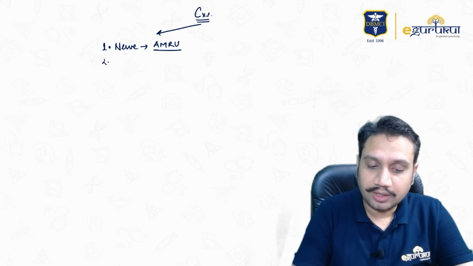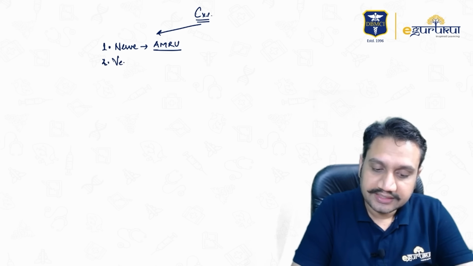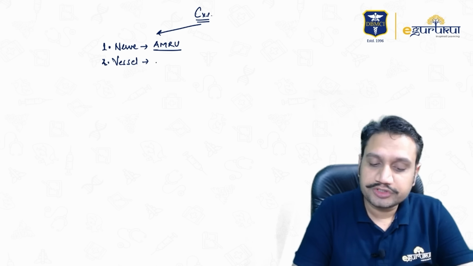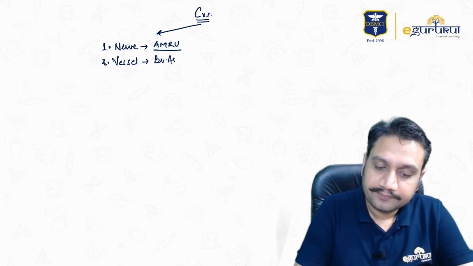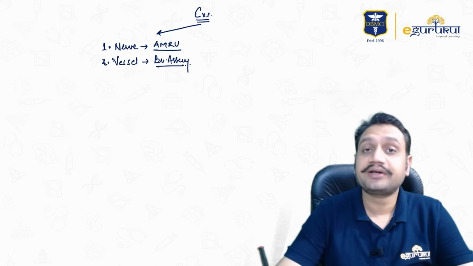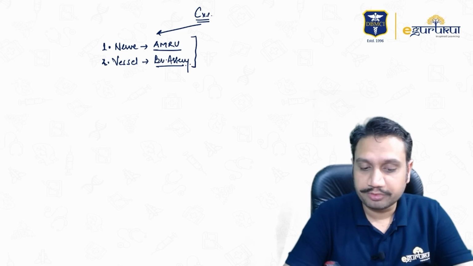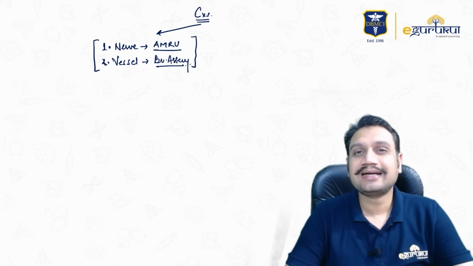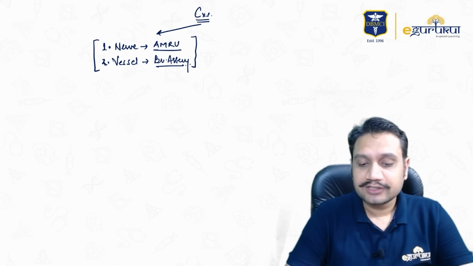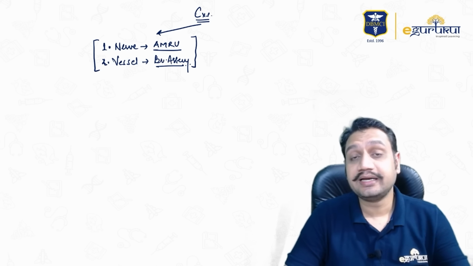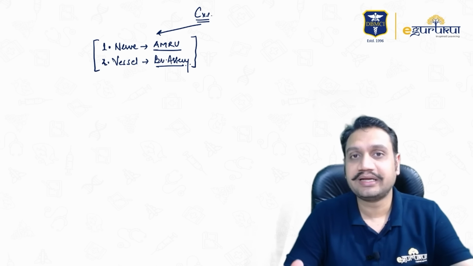Second is about the vessel. Which vessel? The brachial artery. Okay. So these two can get compromised immediately after the injury, and that can lead to some problems, right? So if the vascularity is involved, it can lead to certain, very, very bad complications.